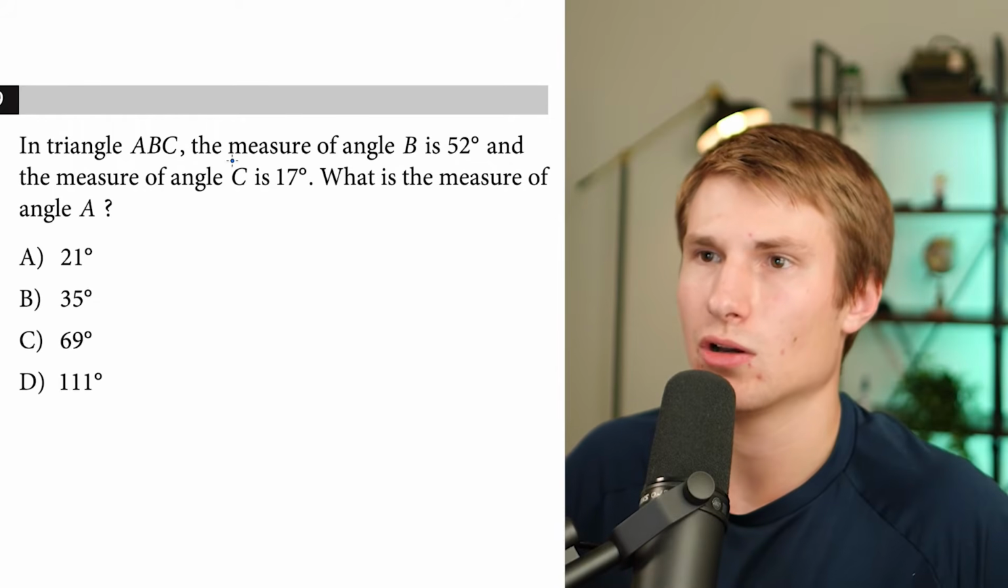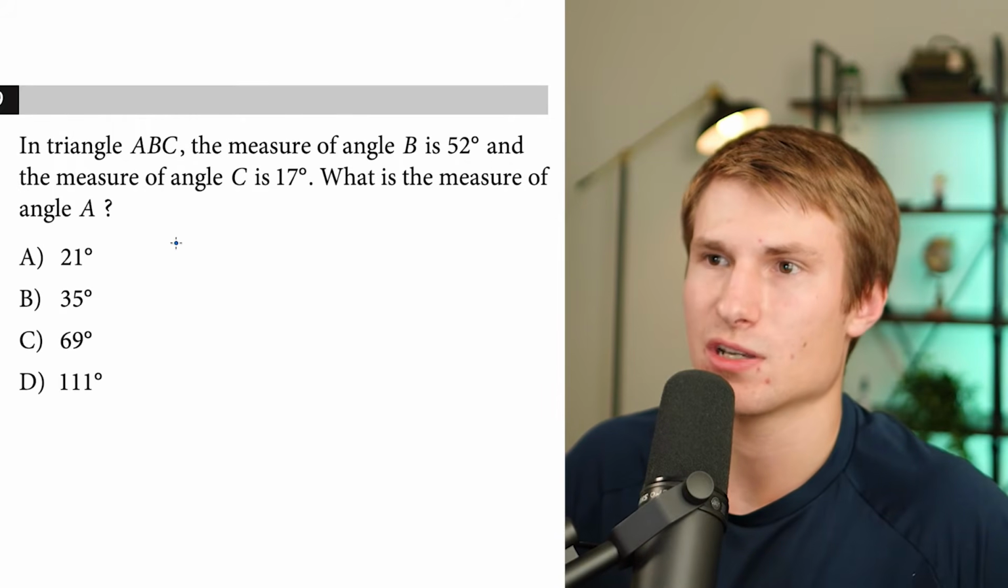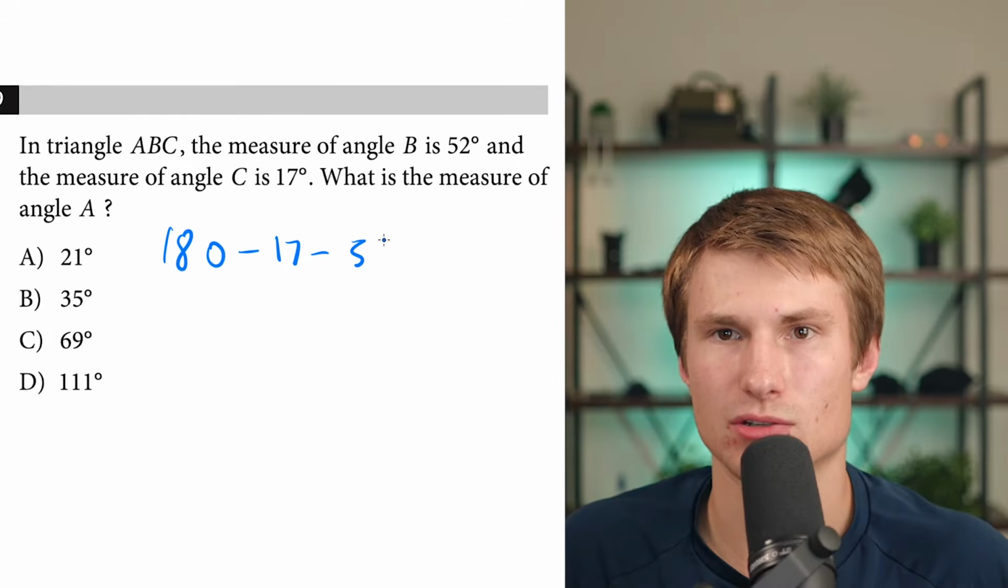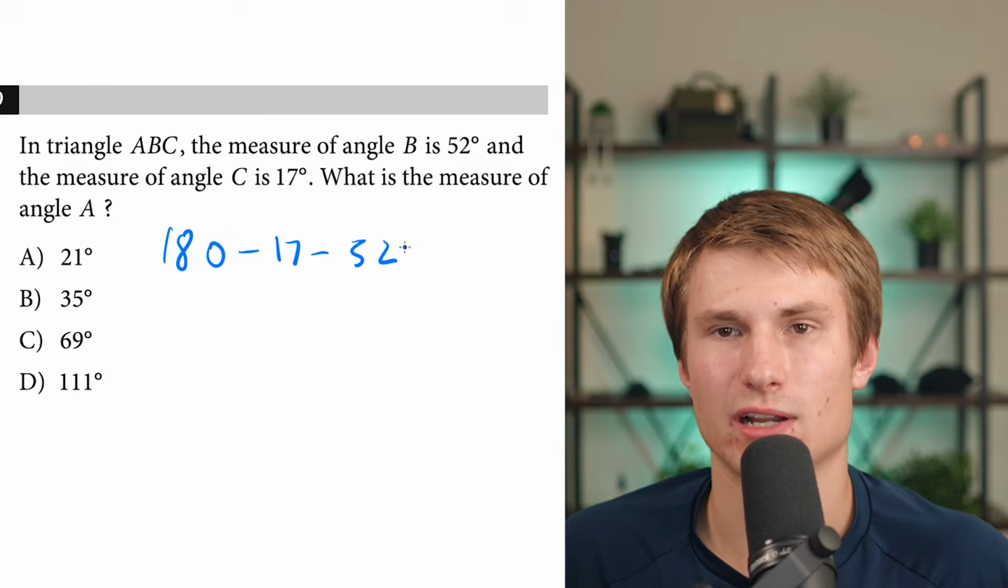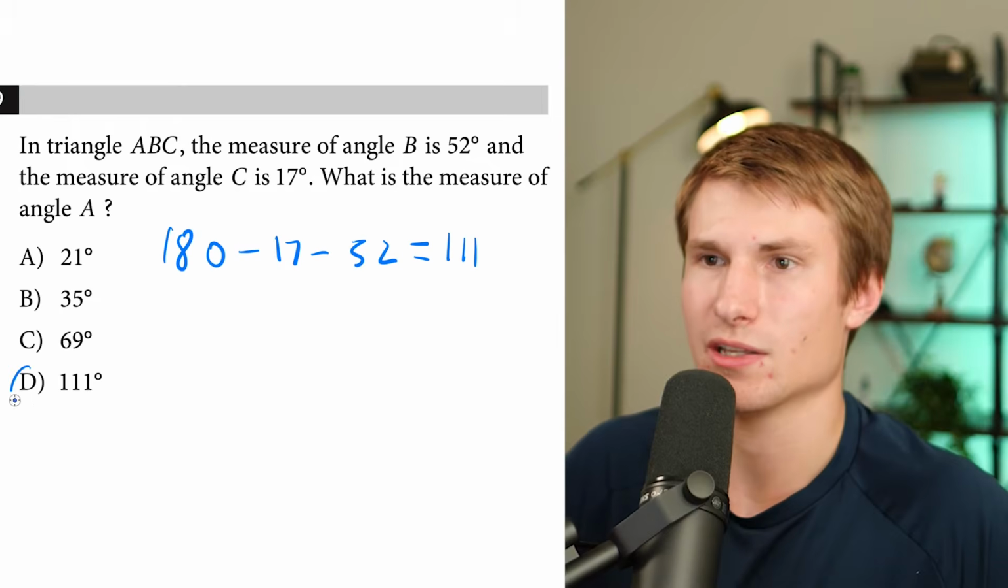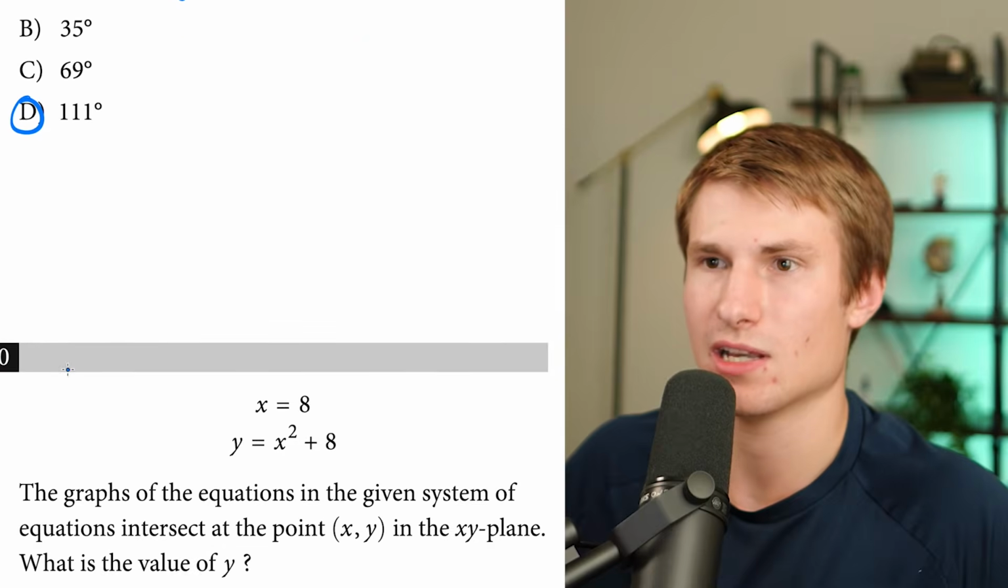Well, we know that all of the angles in a triangle must sum up to 180. We have angle C is 17, we have angle B is 52. Therefore, angle A must be 180 minus 17 minus 52, which would leave us with 111. So our answer has got to be D. We can go ahead and move on to question number 10 now.